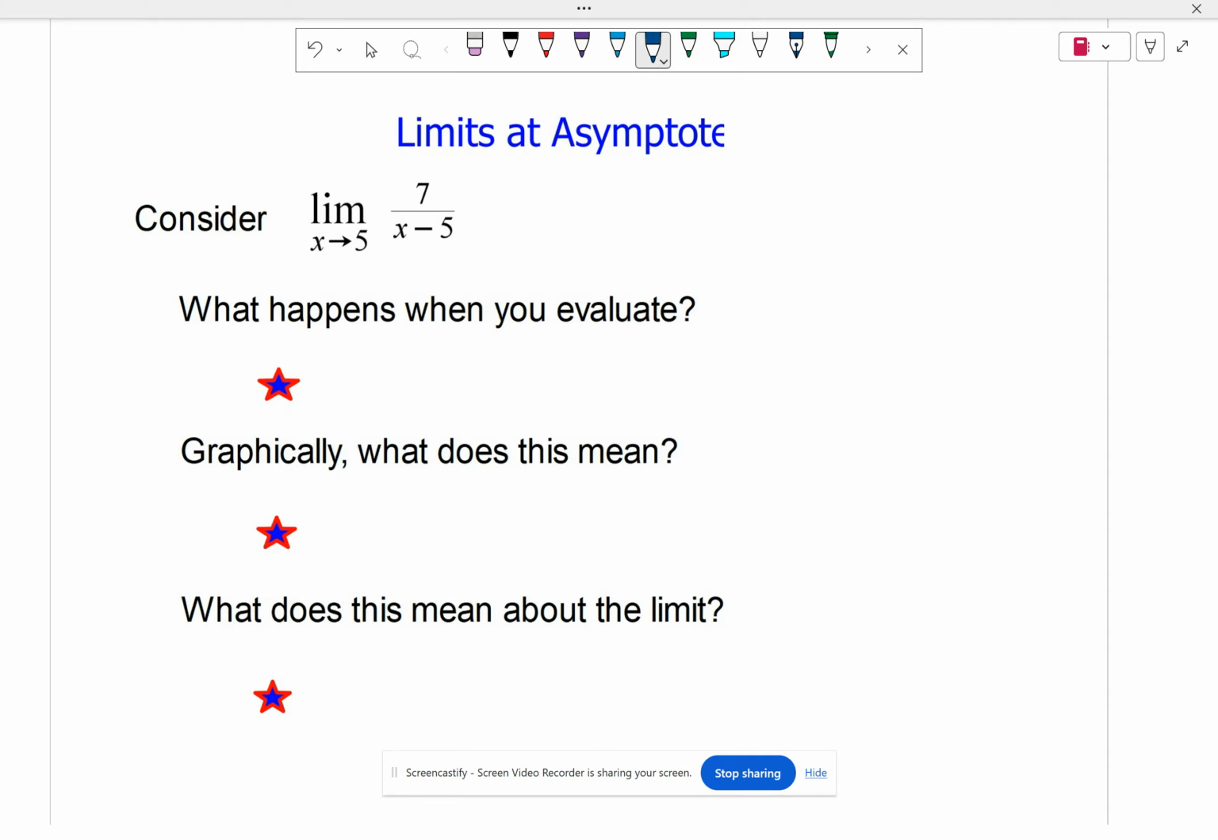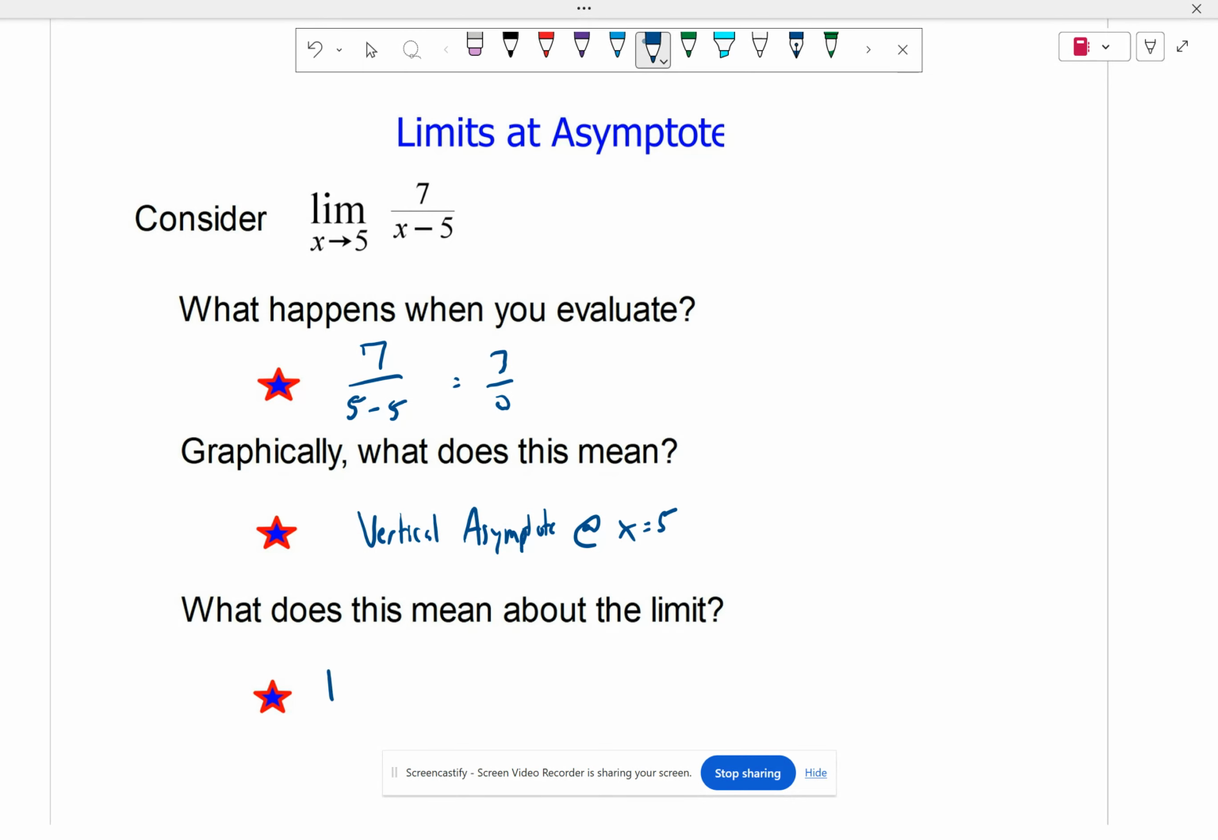For talking about limits at asymptotes, look at the function 7 divided by x minus 5, and I ask you about the limit as x approaches 5. If we plug in 5, I get 7 over 5 minus 5, which is 7 over 0. So graphically, that means we have a vertical asymptote at x equals 5.